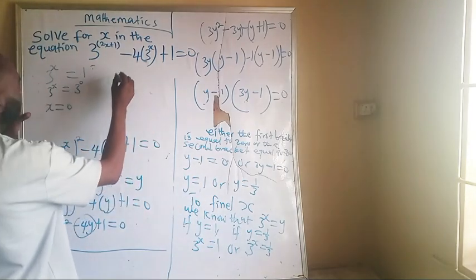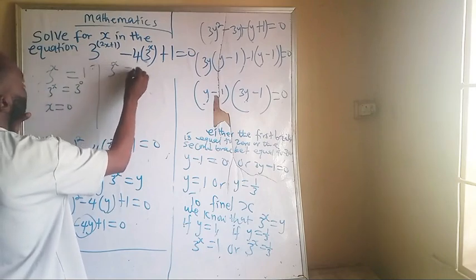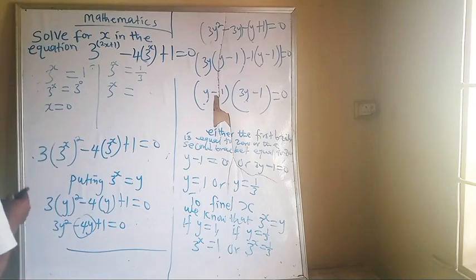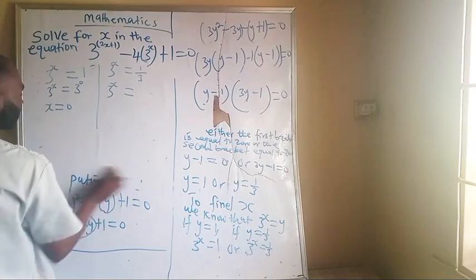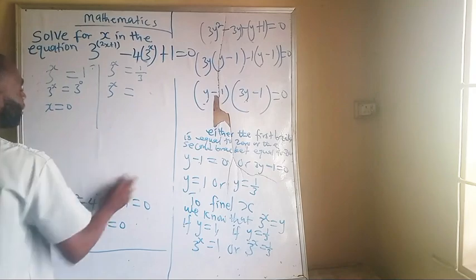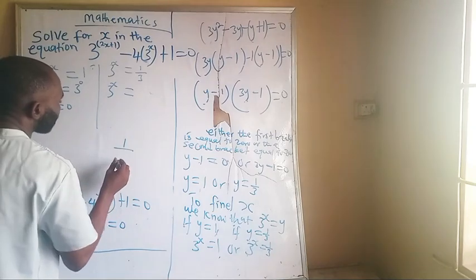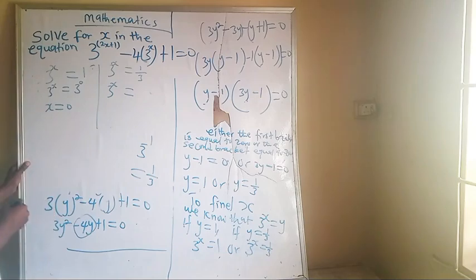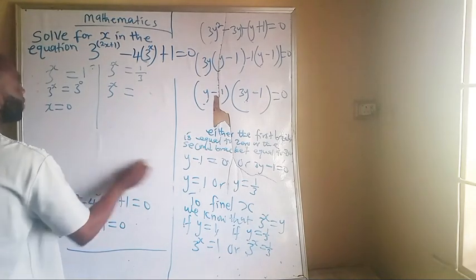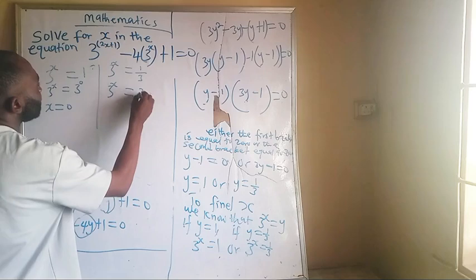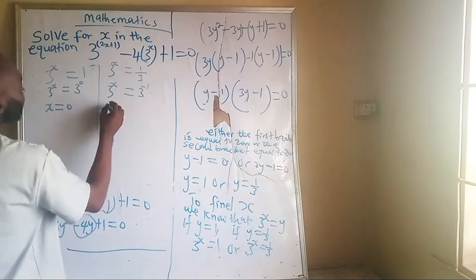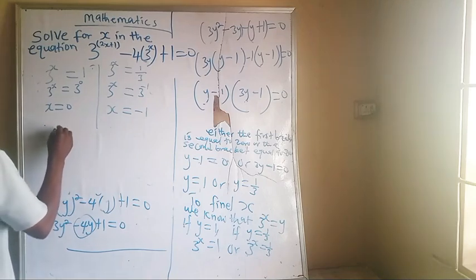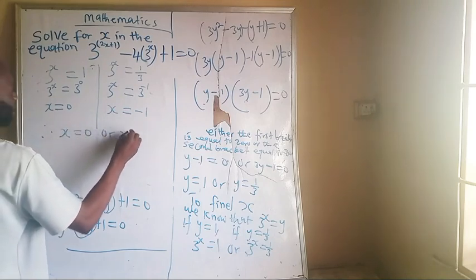Then the other side, 3 raised to the power of x is equal to 1 all over 3. The negative law states that a number raised to the power of minus 1 is the same thing as 1 all over that number. So 1 all over 3 is the same thing as 3 raised to the power of minus 1. So equating the powers, x will be equal to minus 1. Therefore x is equal to 0 or x is equal to minus 1.